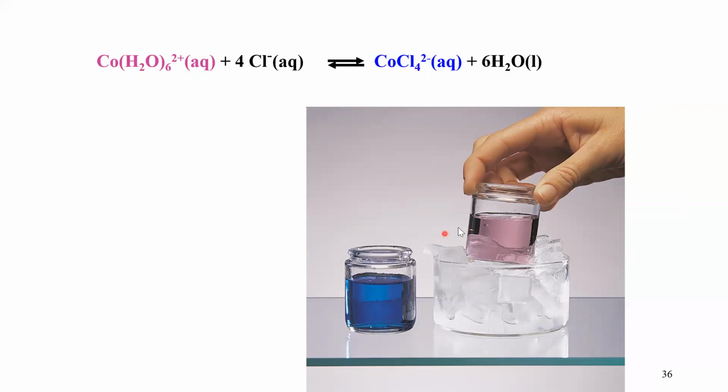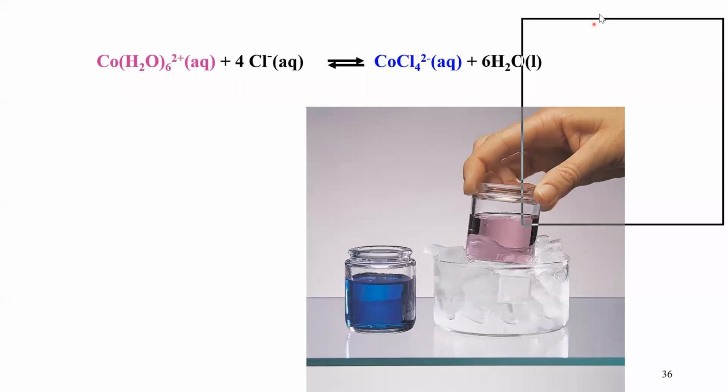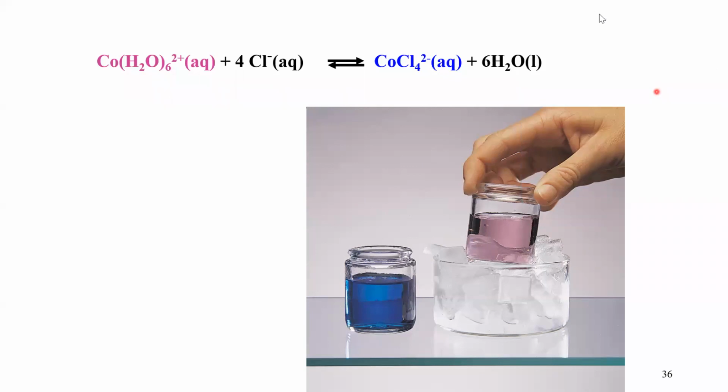So look at this scenario here. We've got room temperature and it's blue. We put this system that's at equilibrium into some ice and it turns pink. Okay, so based on those observations, go through and see if you can figure out whether this reaction is endothermic or exothermic.